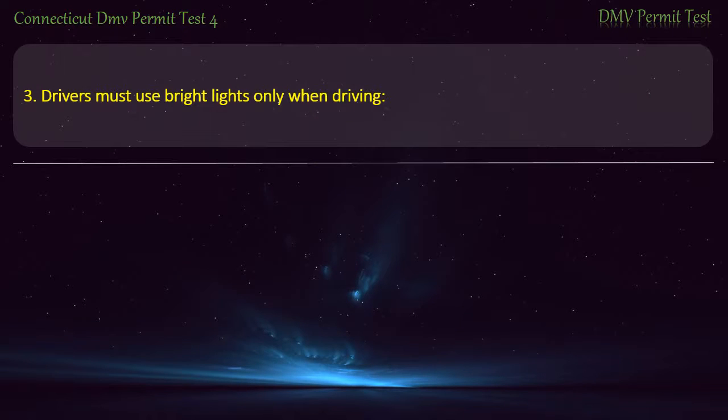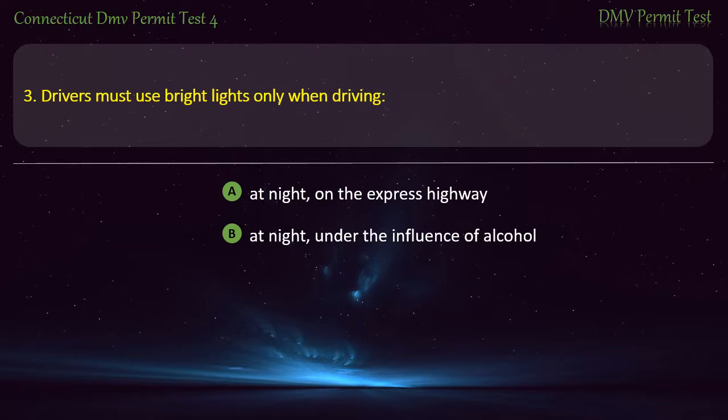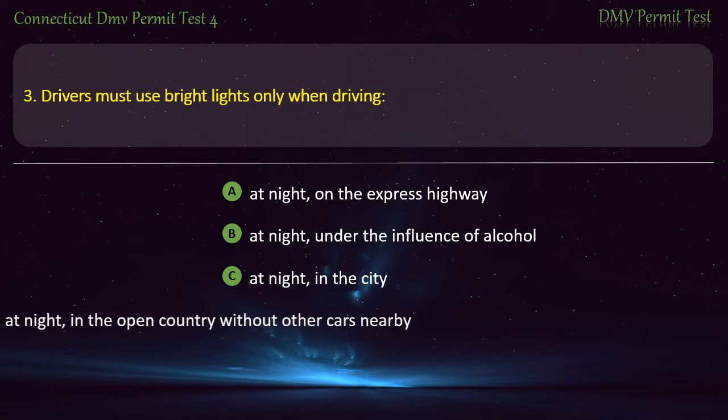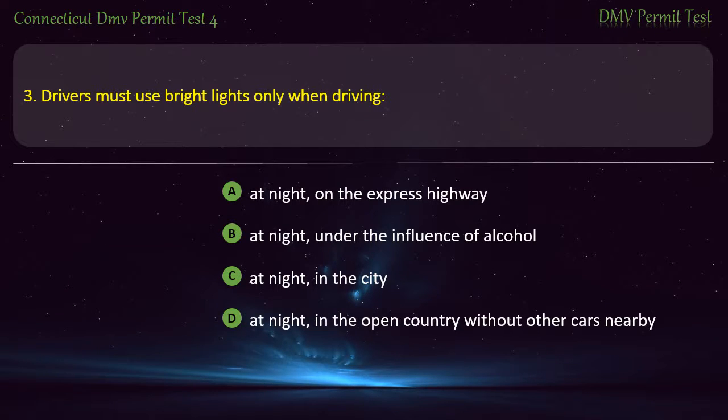Question 3. Drivers must use bright lights only when driving: at night, on the express highway; at night, under the influence of alcohol; at night, in the city; at night, in the open country without other cars nearby. Answer. At night, in the open country without other cars nearby.